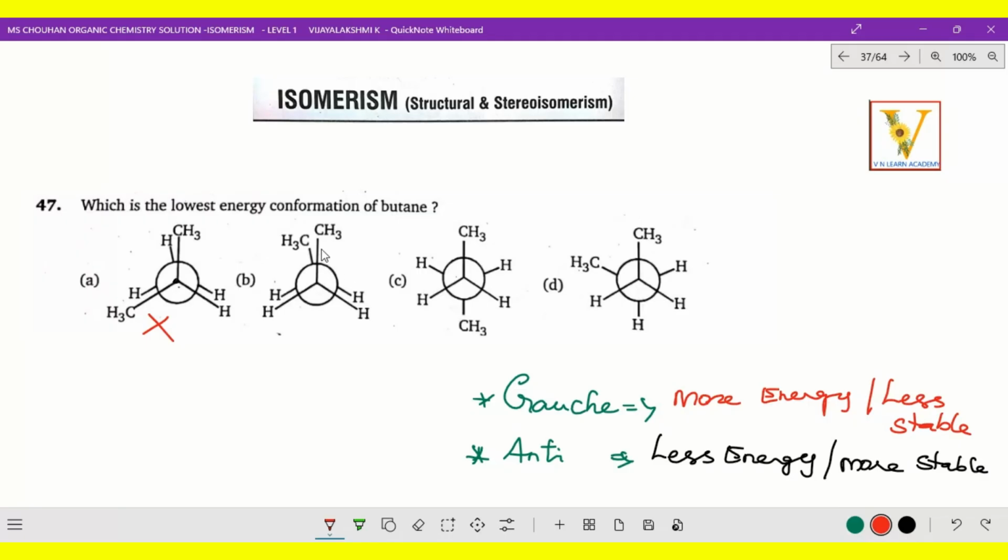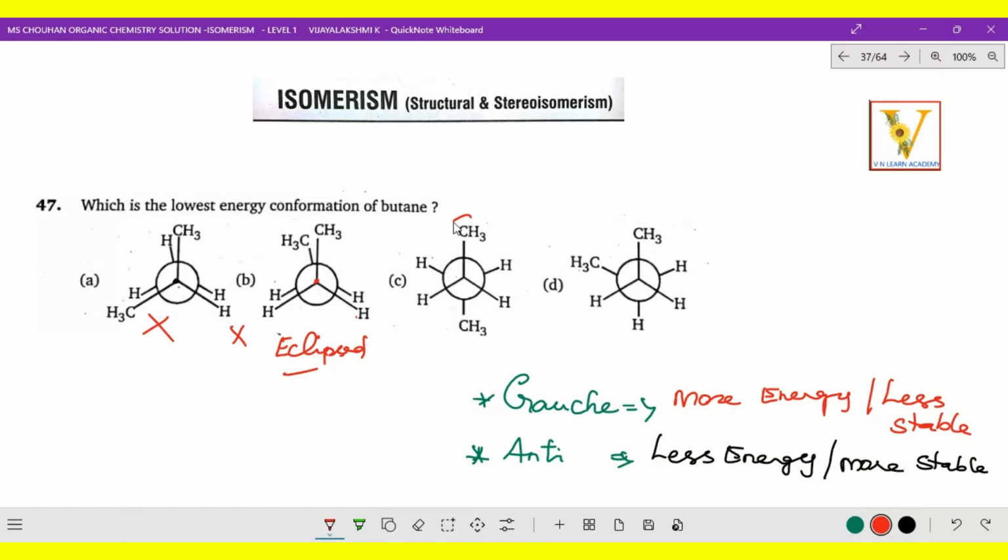Now come to the next one. Here CH3, H, H, so this is the front carbon, and the back carbon is CH3, H, H. So this is the eclipsed form. In the eclipsed form you cannot identify anything, because of steric hindrance, there will be more repulsion. So these two are wrong answers.